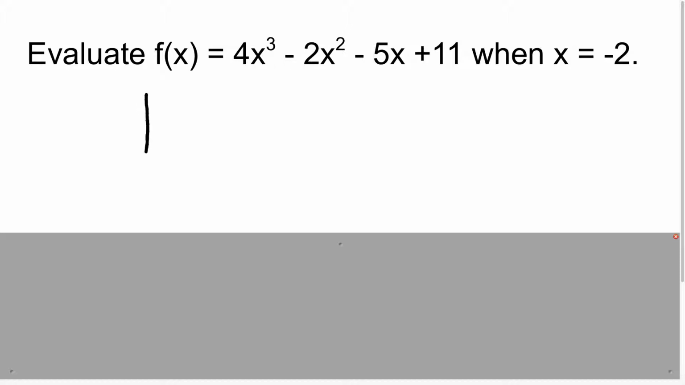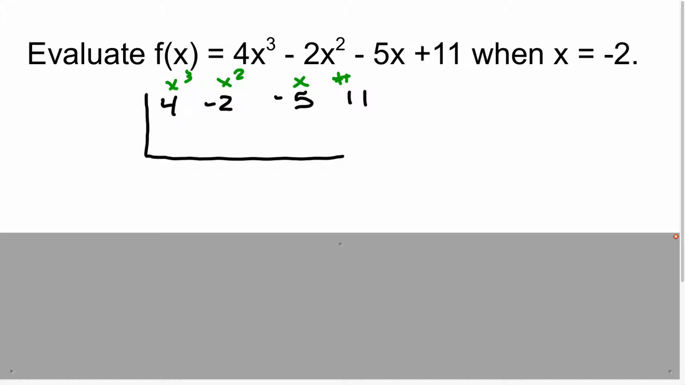So I'm going to make my synthetic box. I always check my polynomial that I'm dividing. What's the highest exponent? X cubed. So I have to have all the terms that come below it. I have to have an x squared and an x and a number. And make sure I put those coefficients in. If one of them is missing, put a 0. So that's going to be 4, -2, -5, 11.